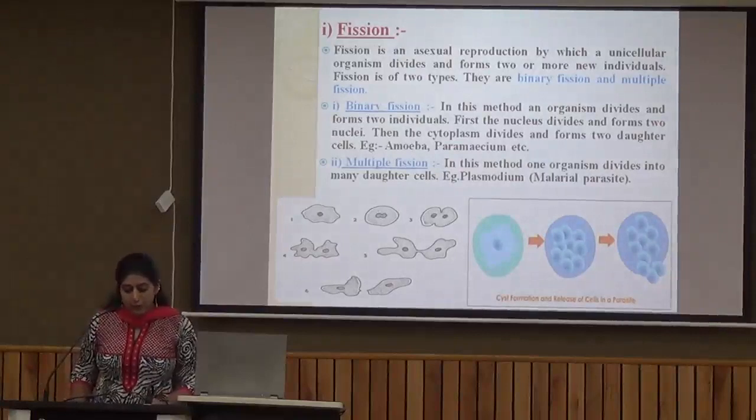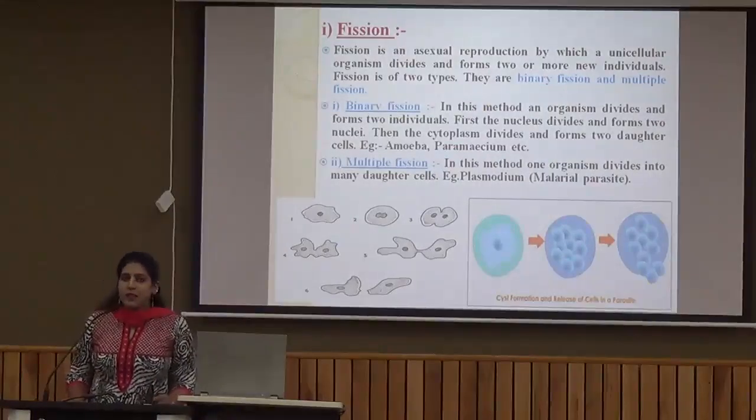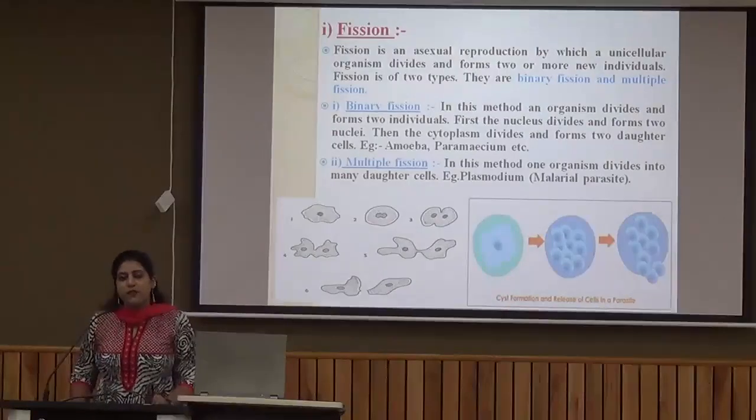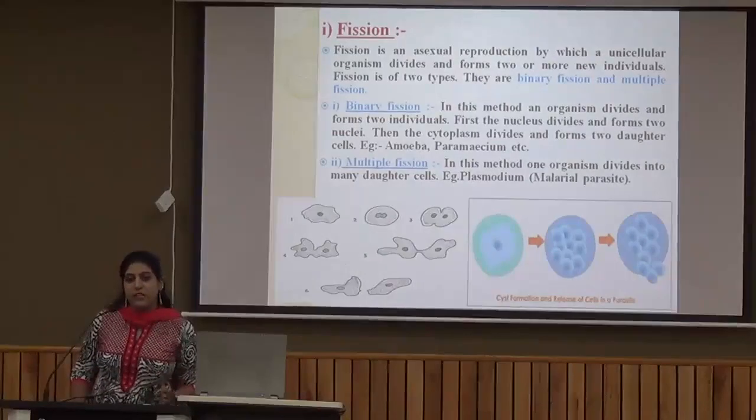When we come to multiple fission, a single parent divides into a multiple number of cells. For example, in Plasmodium, the malarial parasite, whenever that parasite enters our body, we see how strongly it divides, and the number to which they divide is very high. That's why we get ill, so we become sick.